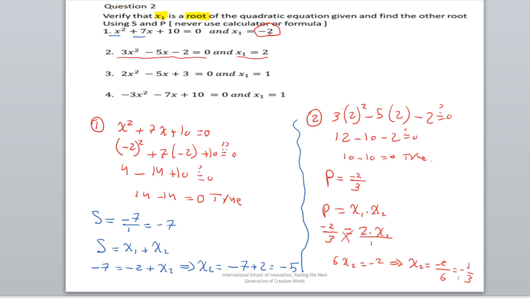Now I want you to make sure of your answer, especially when you are solving in the exam. You must make sure of your answer. So go to the equation again, which is this one, and press A, B and C. A is 3, B is negative 5 and C is negative 2. So the answers are negative 1 over 3 and 2. So it's correct. Good.